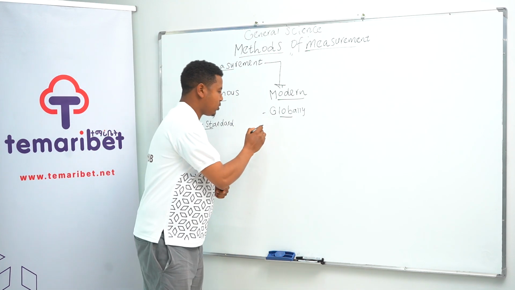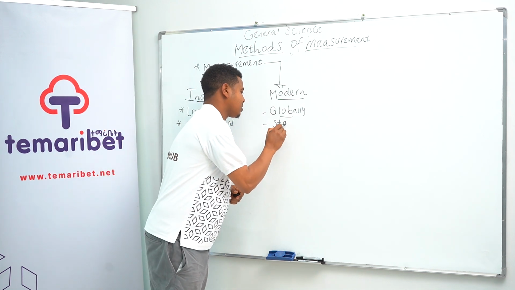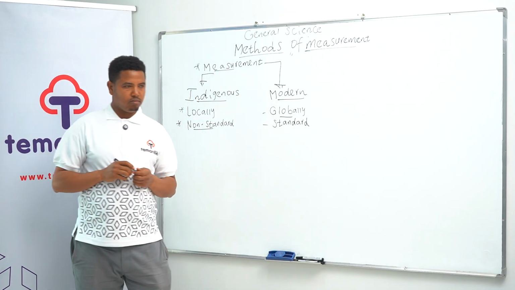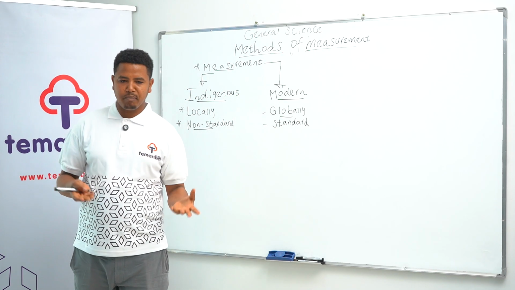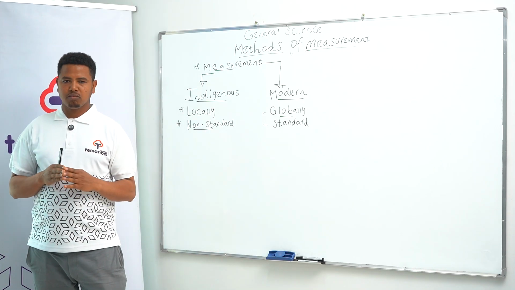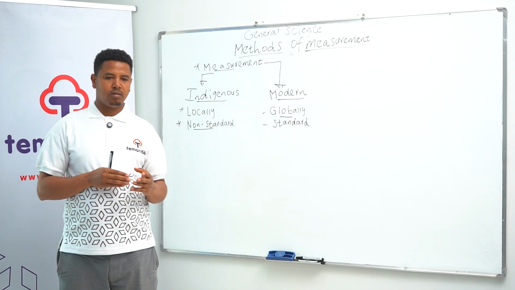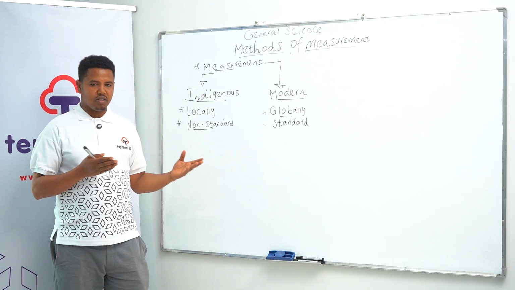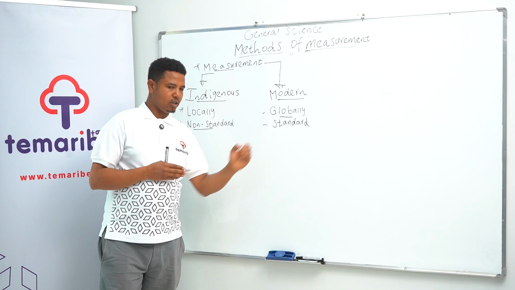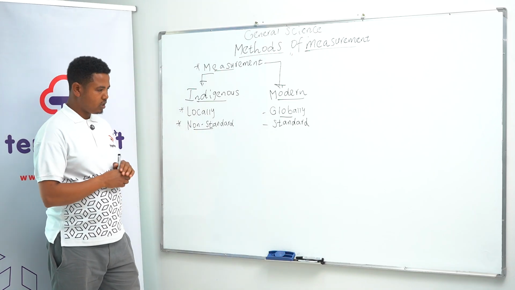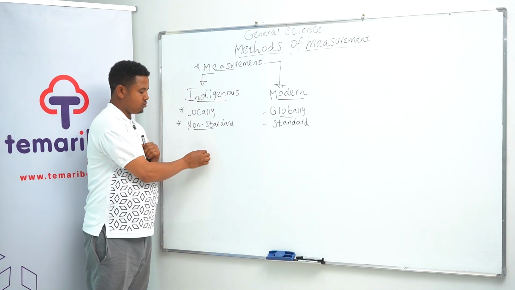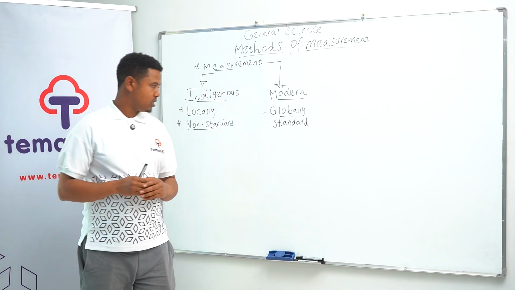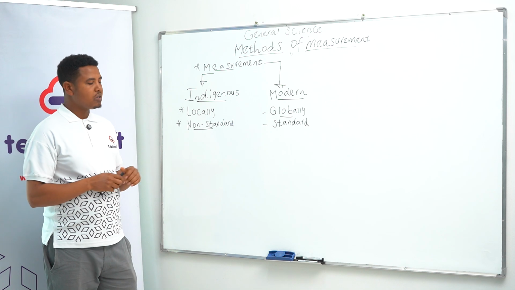But when you come to the modern, it is standardized. For example, if you say 1 meter, it is the same all over the world. If the distance of this body is 2 meters, it's the same all over the world. That's why we said global. But if I just measure with my handspan, it will not be the same all over the world. This is their basic difference.